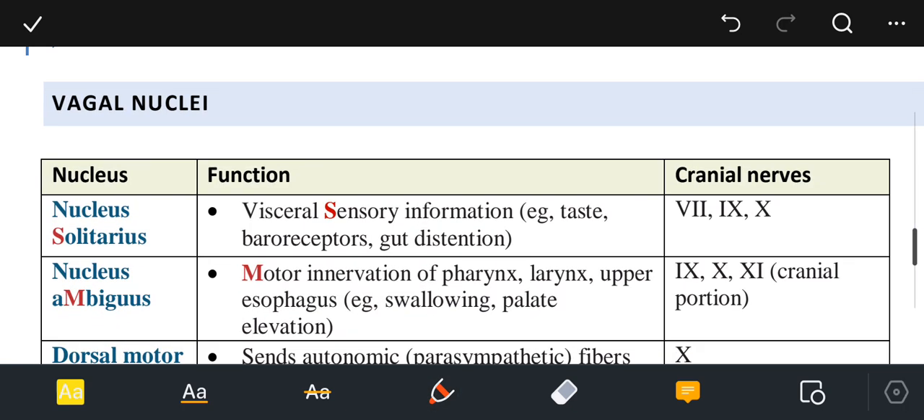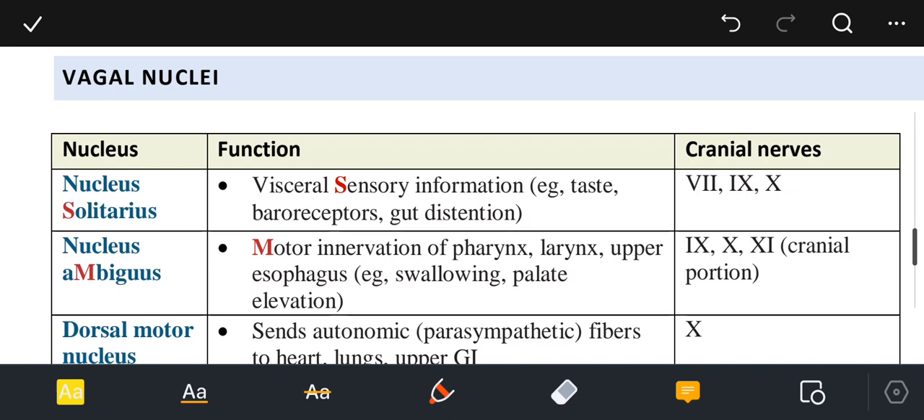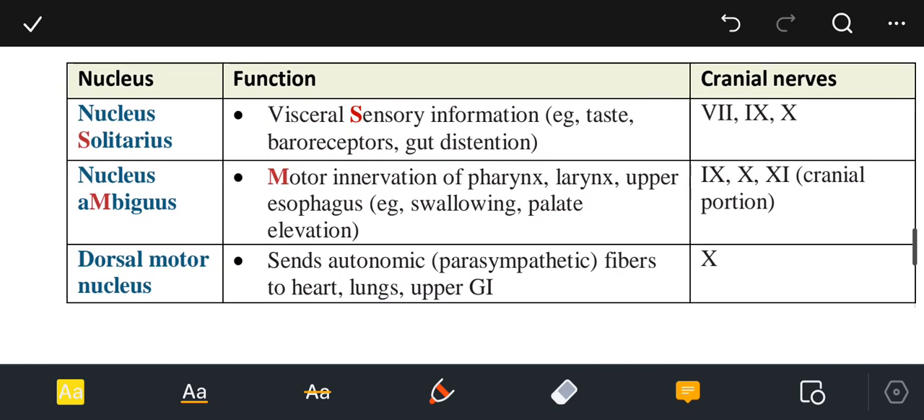The vagus nuclei. So the vagus nerve is a very large nerve, and that is coming from different nuclei, multiple nuclei. The first nucleus is the nucleus solitarius. Visceral sensory information, for example, taste, baroreceptors, and gut distension, is taken by the nucleus solitarius, and the nerves that are coming out of the nucleus tractus solitarius are cranial nerve 7, 9, and 10. The nucleus ambiguus is the motor innervation of the pharynx, larynx, upper esophagus, and swallowing of the palate, for example, for swallowing and palate elevation.